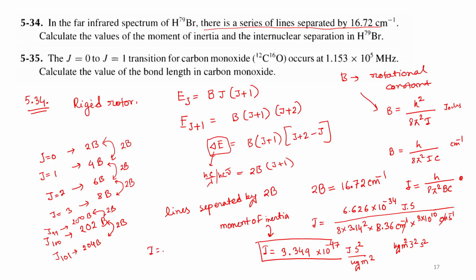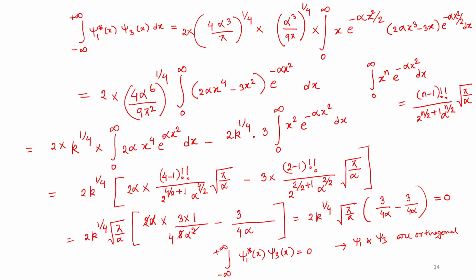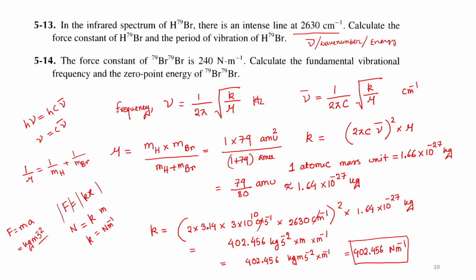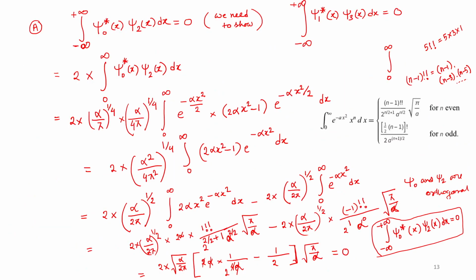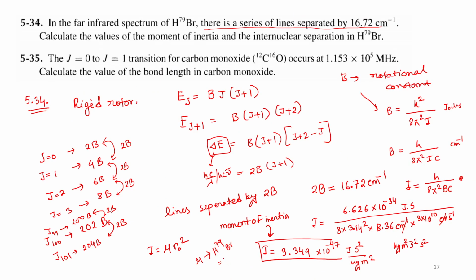Now you know your I is actually mu r naught square, because it's a rigid rotor. So mu we can calculate for HCl. So mu we have already calculated for these, say H 79 Br or something like that. Let us check. For this question, we have calculated 1.64 into 10 to the power minus 27 kg.